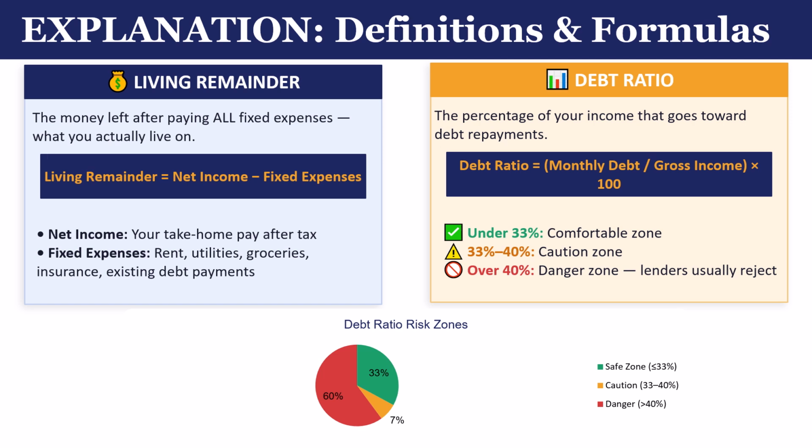This is an example of a pie chart showing where the safe zone is, where the warning zone is, where the danger zone is.